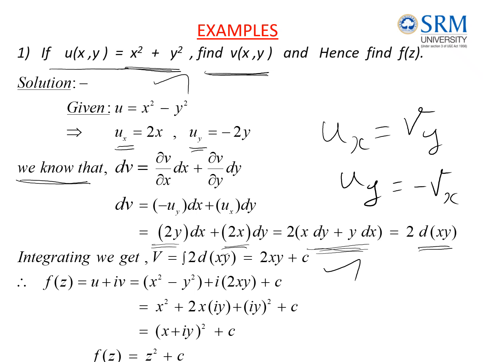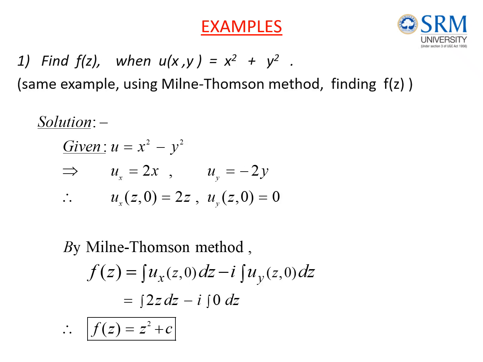x plus iy can be written as z. So I'm getting z square plus the integration constant c. So the function f of z is equal to z square. So this is how we can find the analytic function by finding v if u is given. Then the same example we can take, and by applying the Milne Thomson method we can find directly what is f of z. So we'll check whether we are getting the same answer.